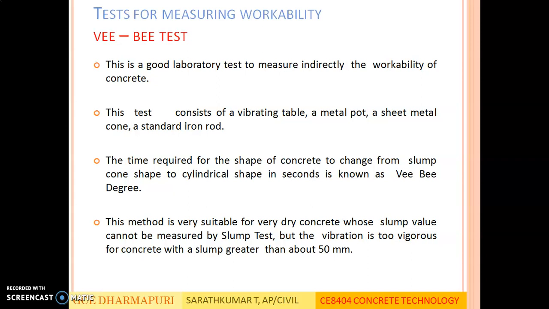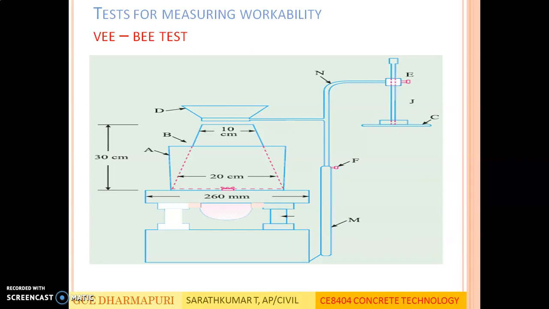Slump value cannot be measured by slump test for such concrete, but the vibration is too vigorous for concrete with a slump greater than about 50 mm. So this is the VB test apparatus. The bottom figure is the vibrating table upon which the cylinder A is placed. B is the mold, where through the funnel D the freshly made concrete is placed.